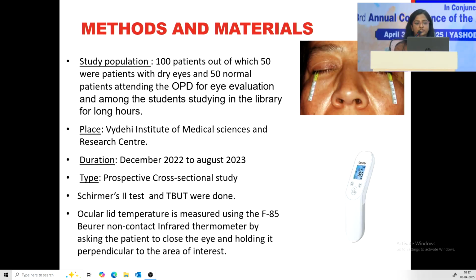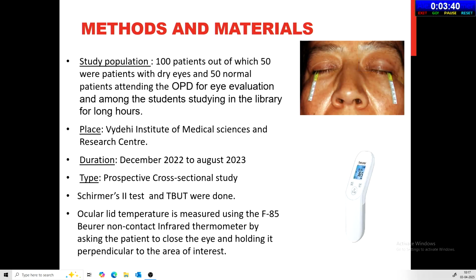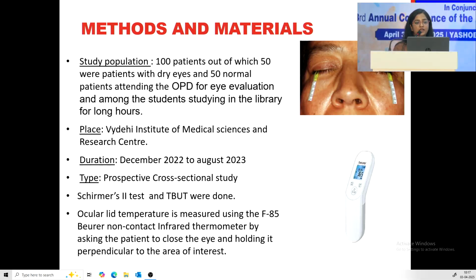The study population was 100, out of which 50 patients were of dry eye and 50 were normal patients attending the OPD, and also the patients who were studying for long hours in the library. It was done in Bangalore. The study duration was one and a half years, and the type of the study was a prospective cross-sectional study.